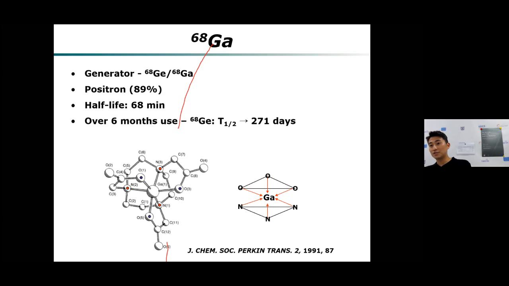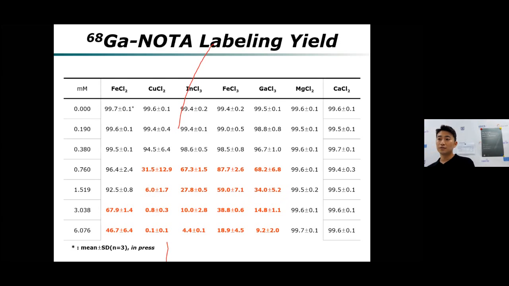Gallium is generated from a generator, and it emits positrons at 89%. Its half-life is 6 to 8 minutes, so it can be used as a diagnostic imaging agent. All right, so we can check the competition.